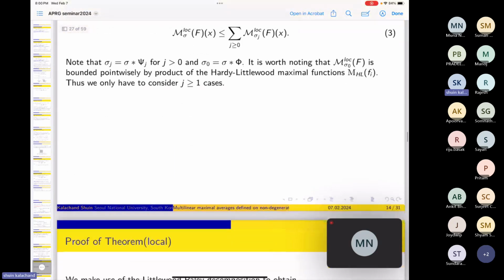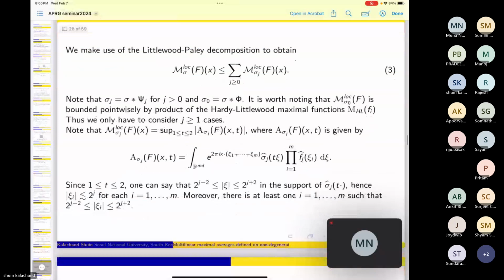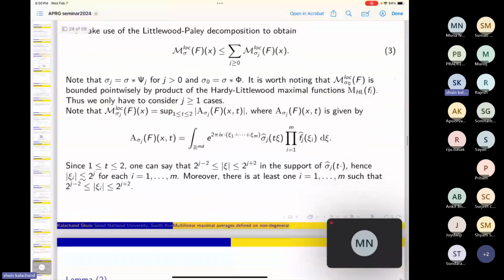And in order to prove that, we'll just recall the definition of M_loc sigma j. So M_loc sigma j f is defined by the supremum where t is from 1 to 2 of the absolute value of A_t sigma j f. A sigma j is the Fourier multiplier operator. You can associate this with the Fourier multiplier operator T_m, where m is nothing but sigma j hat.